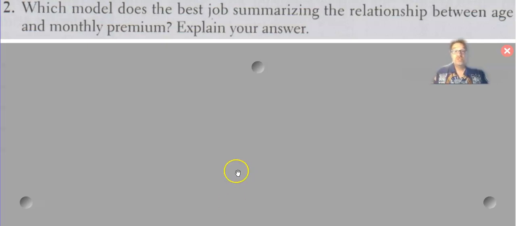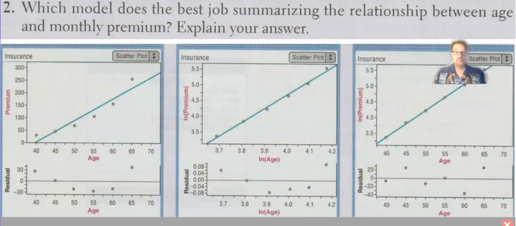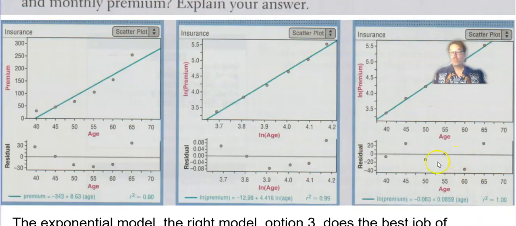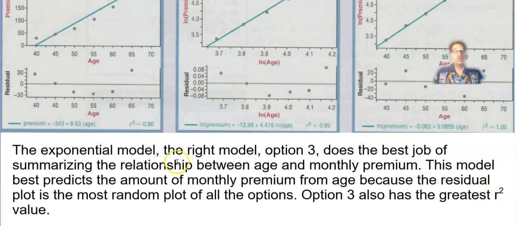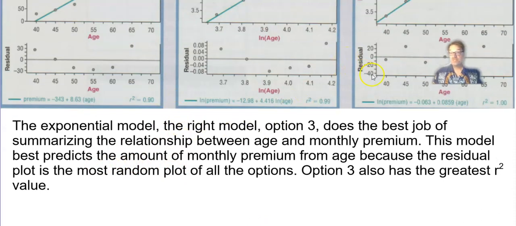So this is where we look at our residual plots. Which residual plot was the most random? If you remember, we already talked about this. Option 3 is the most random residual plot. Look how random that is. Also, the coefficient of determination is very close to 1. So the exponential model, the right model, option 3, it's exponential because I'm only taking the log of Y. This does the best job of summarizing the relationship between age and monthly premium.